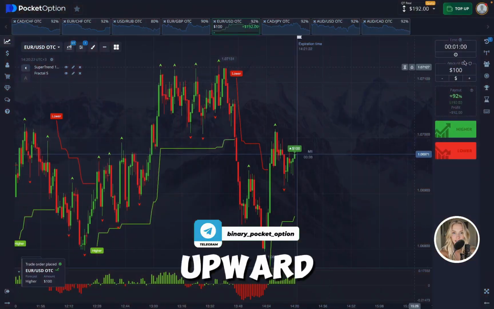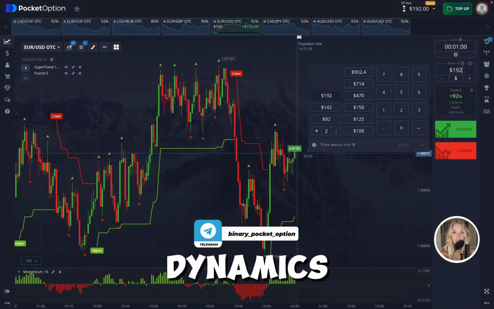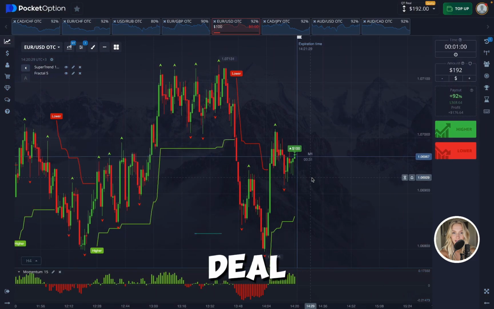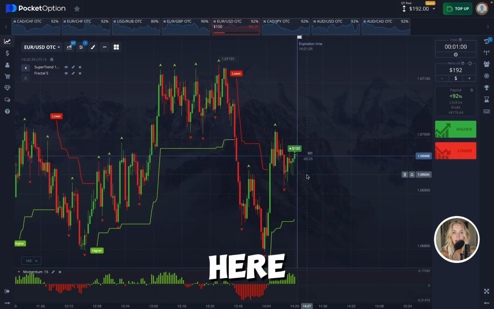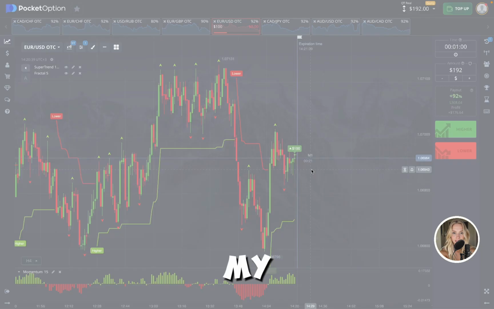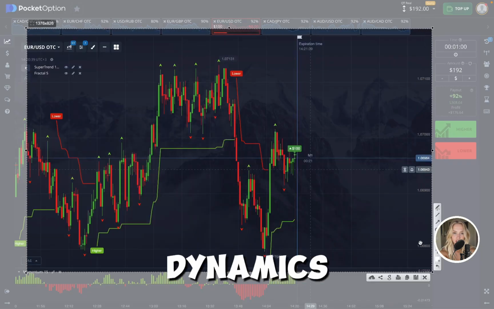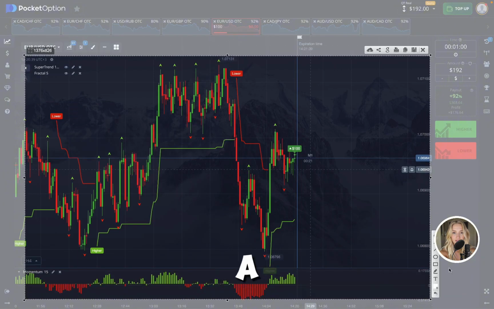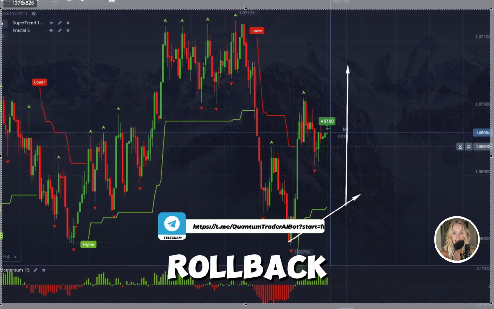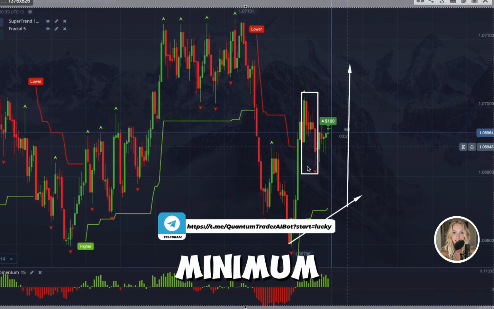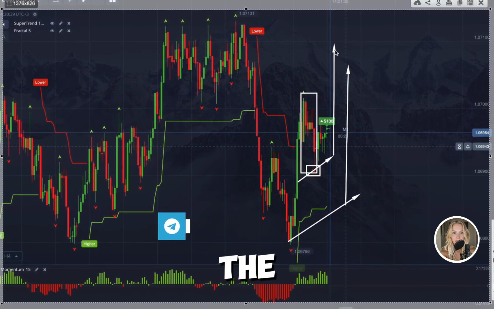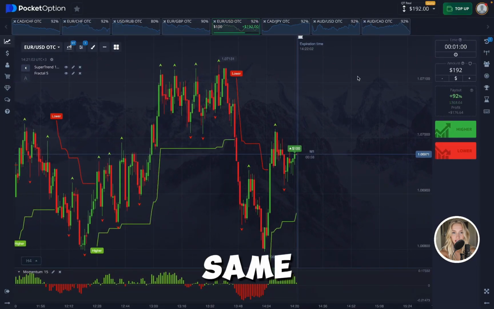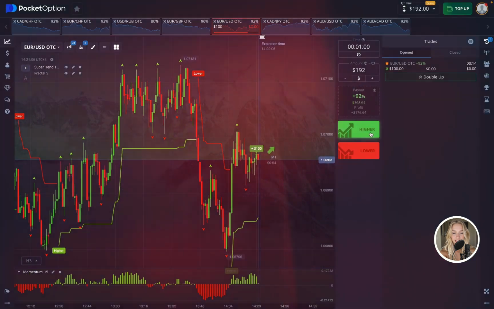Let's try to open an upward position here, but if my movement dynamics go even lower in the next minute and this deal closes in negative territory, I will open an additional position. Here is about the same entry point. My super trend position shows the upward dynamics of the actual trend. We can see a sliding green line. There was a rollback and the formation of a structural minimum occurred, so the opening of the transaction takes place to increase. The whole logic of entry is absolutely the same. Let's look at the result.